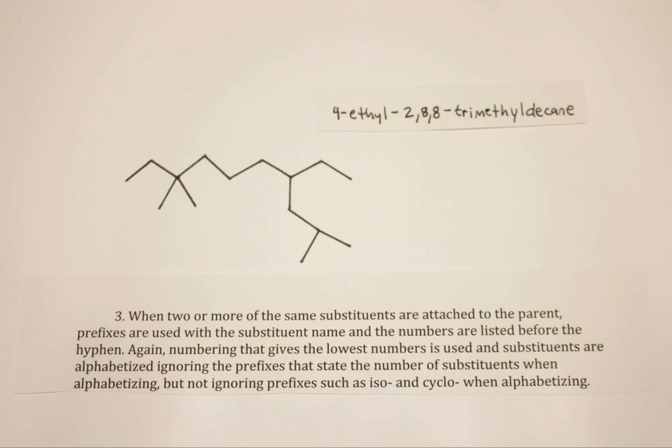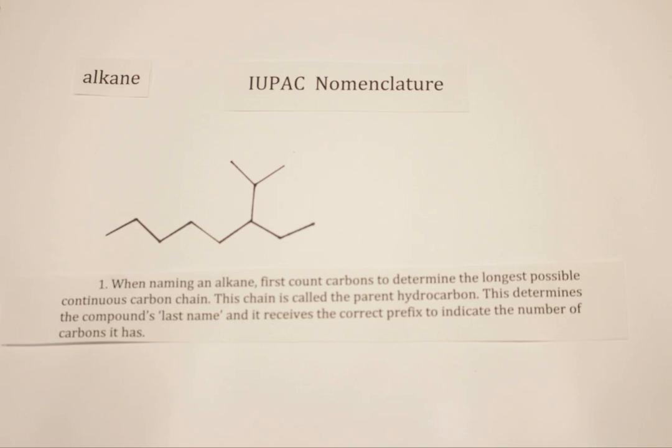So this is 2,8,8-trimethyldecane because there's 3 methyls altogether, 2 come off at the 8 carbon, and 1 comes off at the number 2 carbon. 4-ethyl precedes 2,8,8-trimethyl. The tri does not affect alphabetical order.